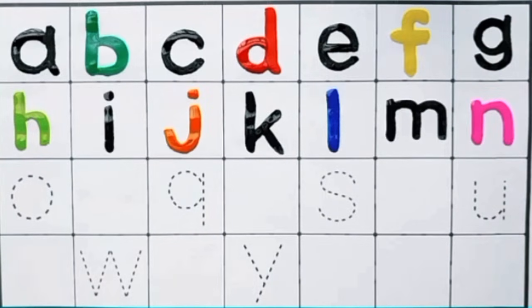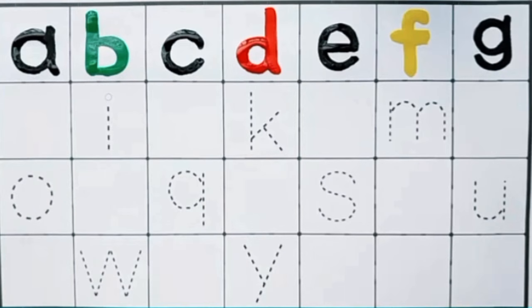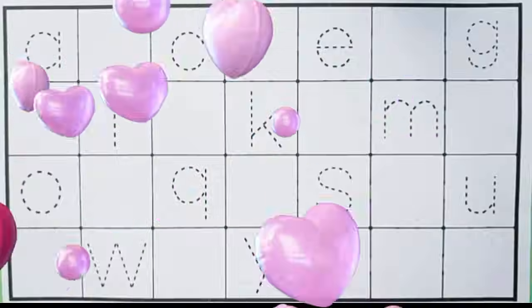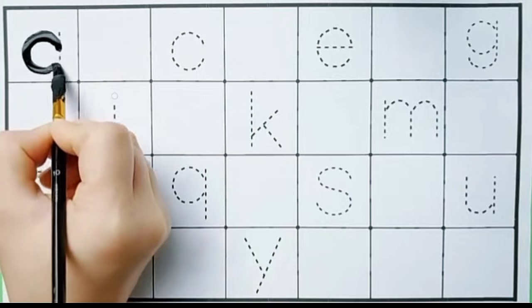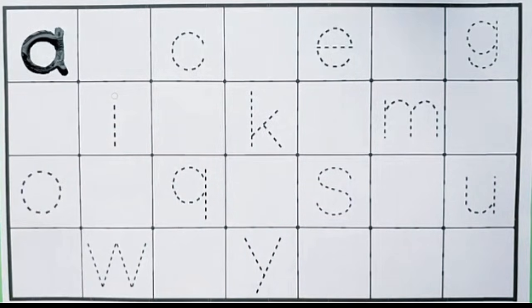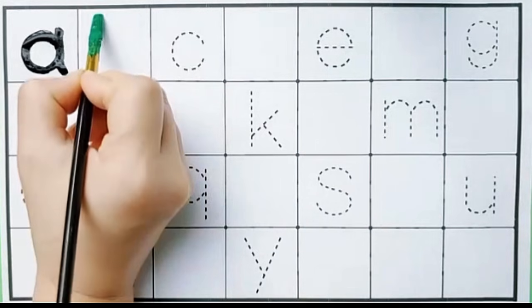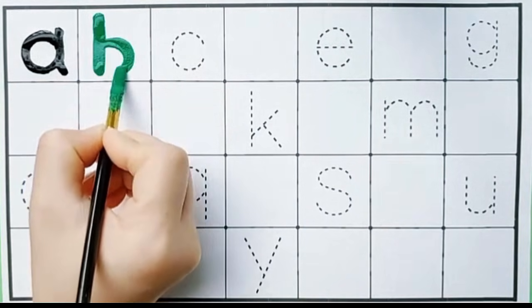A, B, C, D alphabet. A for apple, B for ball. A for apple. B for banana.